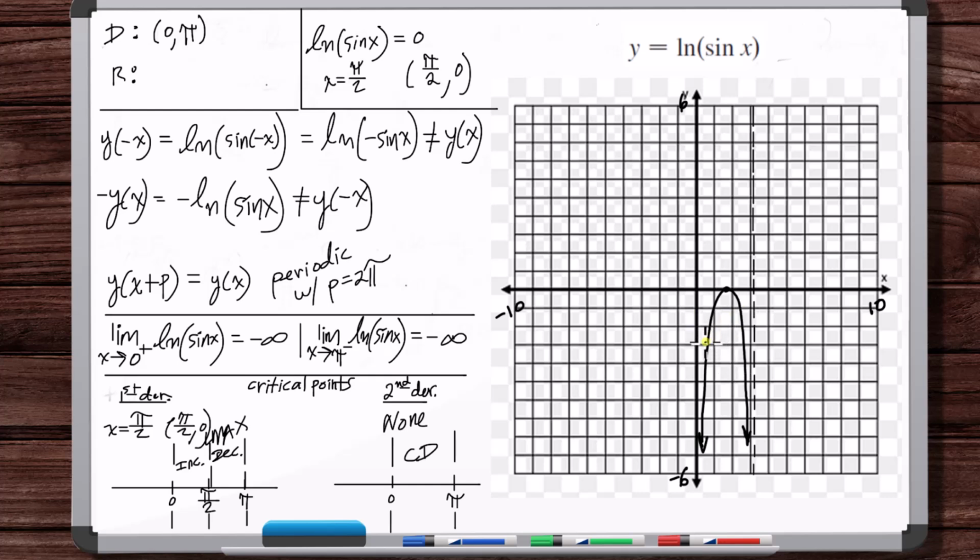And so okay, the limit as x approaches 0 from the right, negative infinity. Pi from the left, negative infinity. Local max here at x is equal to pi over 2. Increasing and then decreasing past pi over 2. Concave down the whole time. So there you go. The x-intercepts, there's only one x-intercept, no y-intercepts. There's the x-intercept, so that's it, right?